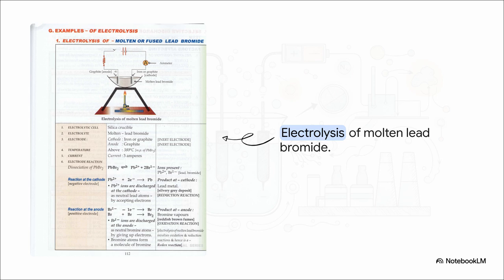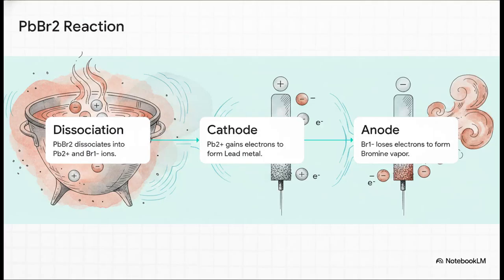Inside, we use graphite electrodes because they're inert. They won't react at all with the volatile products being formed. So, what's actually happening inside that superheated crucible? First, the intense heat dissociates the molten lead bromide into positive lead ions and negative bromide ions, following those rules of attraction we talked about.